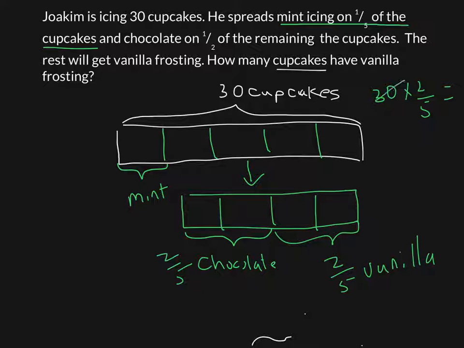And I'm going to look for common factors, and of course 5 will go into 30 6 times, and 6 times 2 over 1 is the same as 6 times 2, so that means there will be 12 cupcakes with vanilla frosting. And I would write that in a sentence if I had the space on the screen right now.